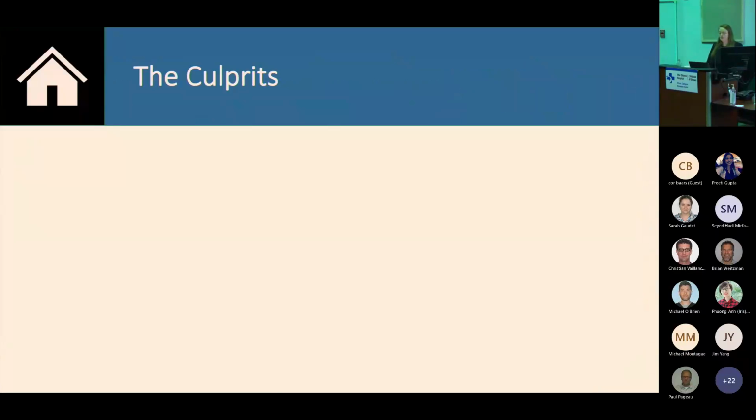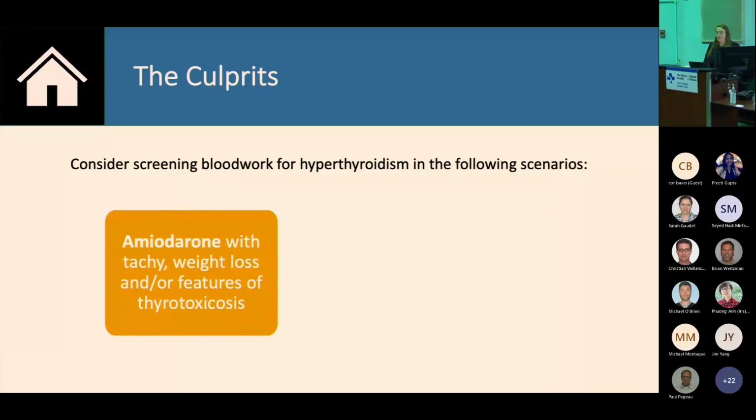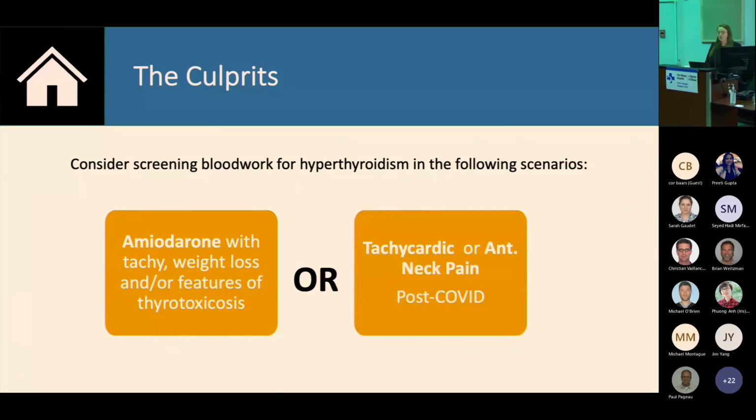And that brings us to the end of step 2. So remember, someone on amiodarone with tachycardia, weight loss, and other features of thyrotoxicosis, you should consider the diagnosis of thyrotoxicosis in this individual. The other patient you should think about is your post-COVID patient who presents with tachycardia and anterior neck pain.